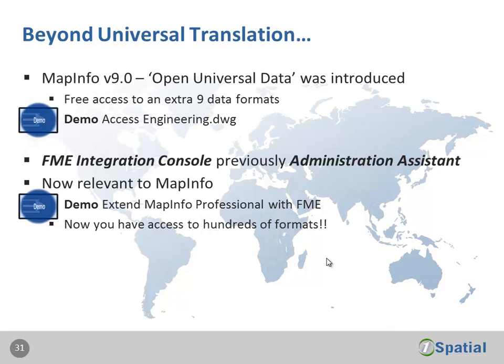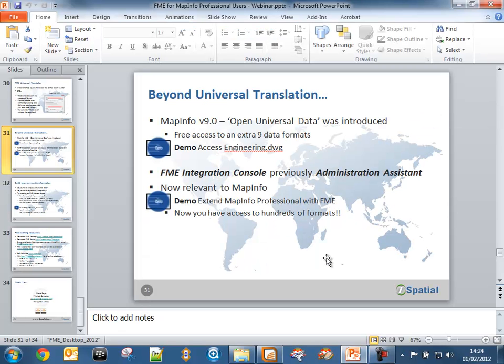FME has an Integration Console and it was previously called the Administration Assistant. It's definitely worth looking at, because it's not always something that you'll see straight away. It's very relevant to MapInfo Professional users because it's the way that we can extend MapInfo with FME's license. Rather than having access to just 9 formats, we now have access to hundreds of additional formats directly within MapInfo.